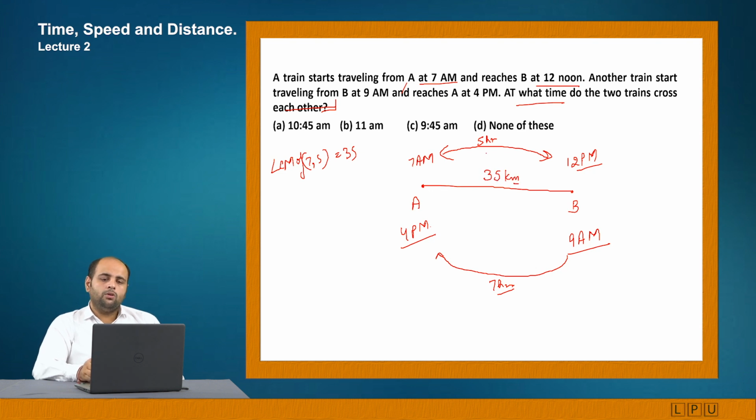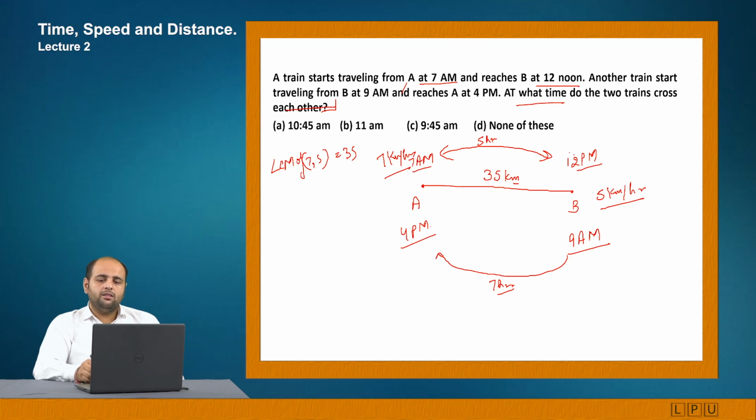Now, 35 kilometer is covered by the first train in 5 hours. So what will be the speed? The speed will be 7 kilometer per hour. And here also, 35 kilometer covered in 7 hours. So what will be the speed? The speed will be 5 kilometer per hour. Now the question is similar to the previous one. We have the speed, we have the distance, and we have the starting times.